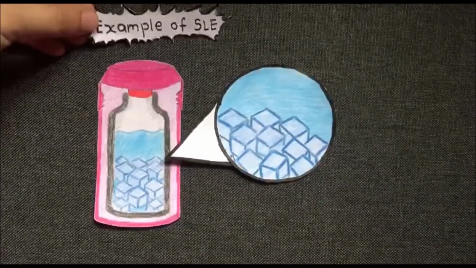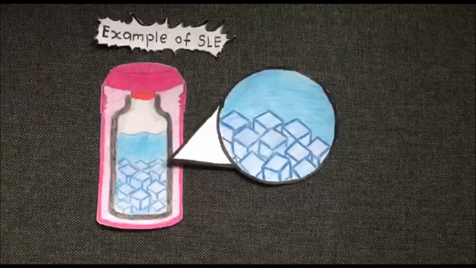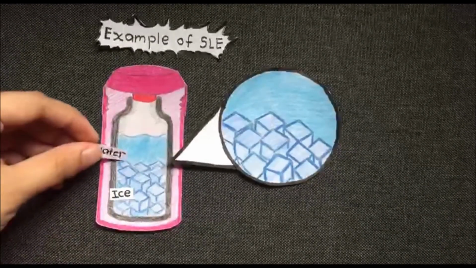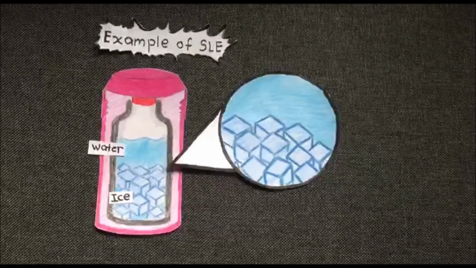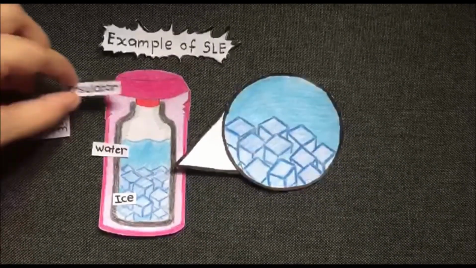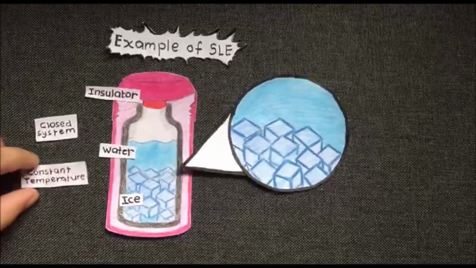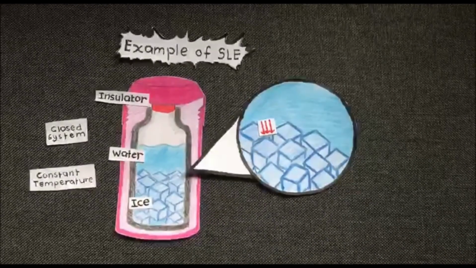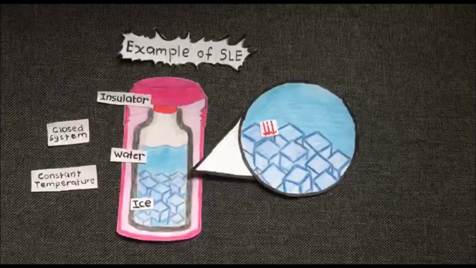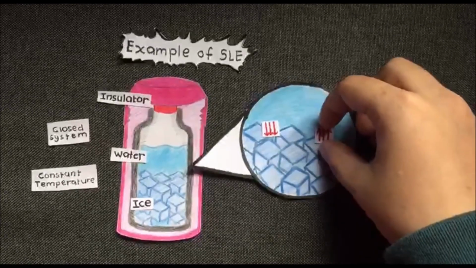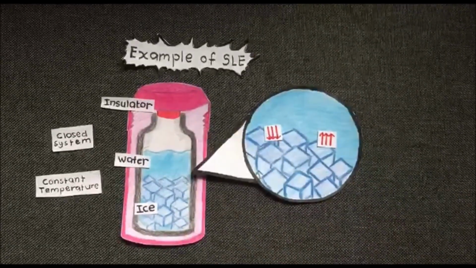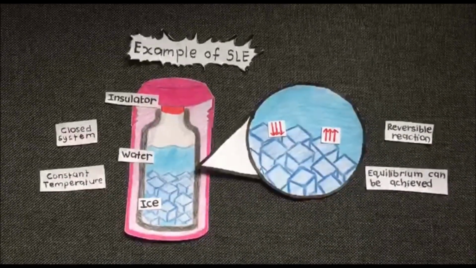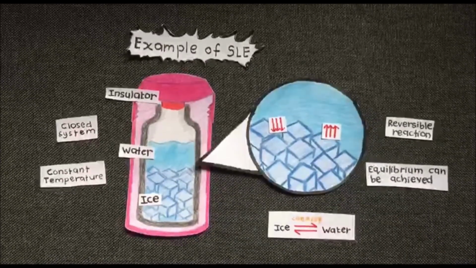This is one easy example of an application of solid-liquid equilibrium, SLE. Imagine that you have the same mass of ice and water in a closed system with an insulator around it. At equilibrium, which has constant temperature, the liquid water molecules are attracted to the ice molecules, which is usually called the condensation process. And at the same time, a few molecules of ice escape into the liquid water. This is what we usually call a reversible reaction, and equilibrium can be achieved in this kind of reaction.